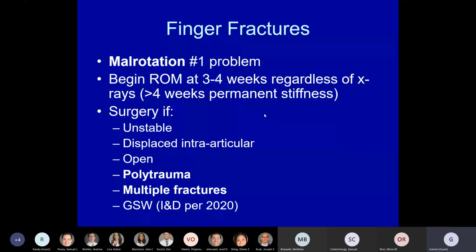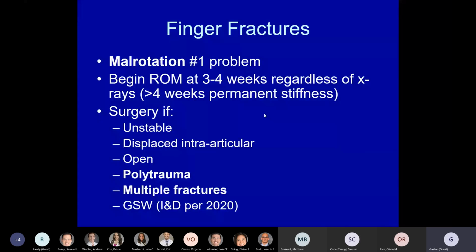Finger fractures, number one problem and number one indication for surgery is malrotation. You always want fingers to move by 3 to 4 weeks. When should you choose surgery? It's tough because they go all over with these, but things to think about if you see: unstable, displaced, intraarticular, open, polytrauma, multiple fractures.